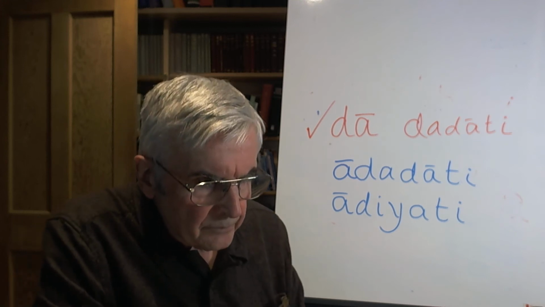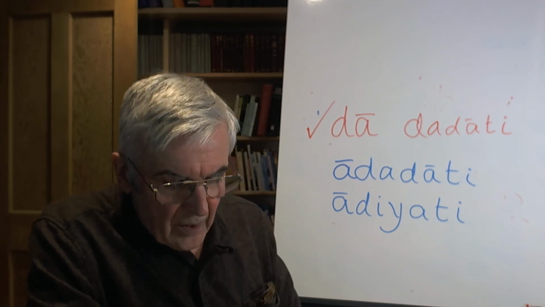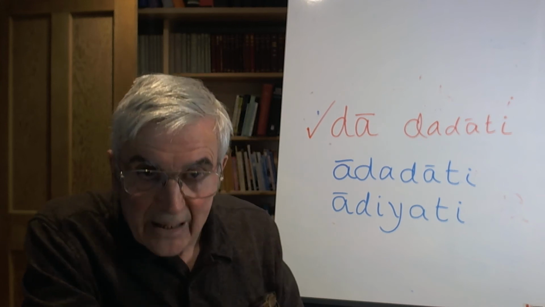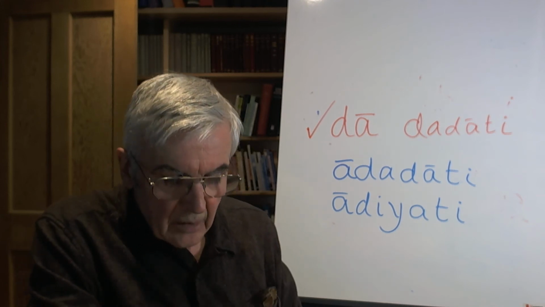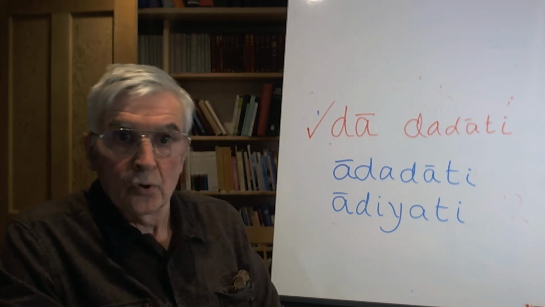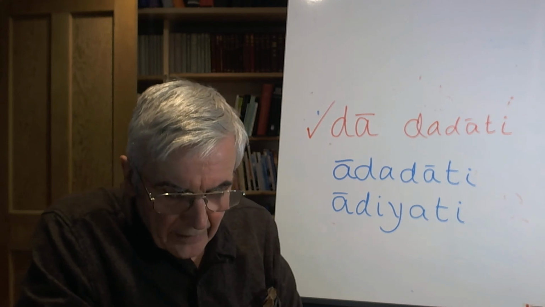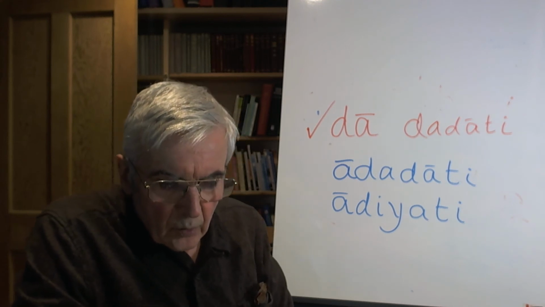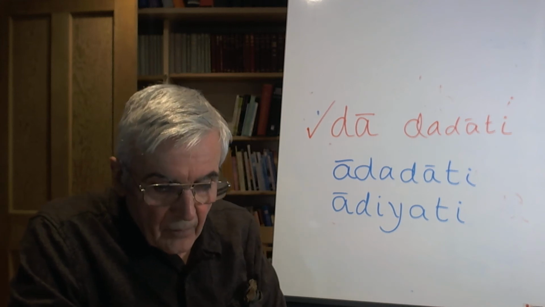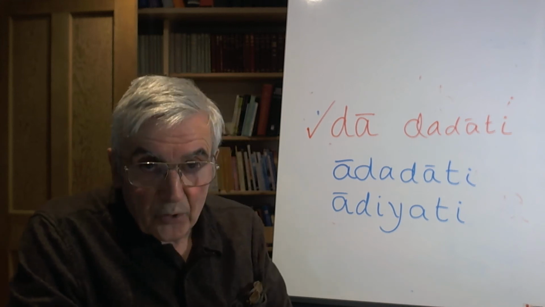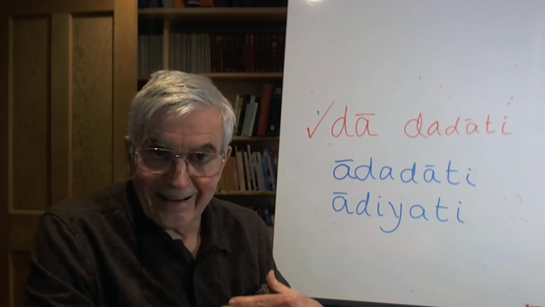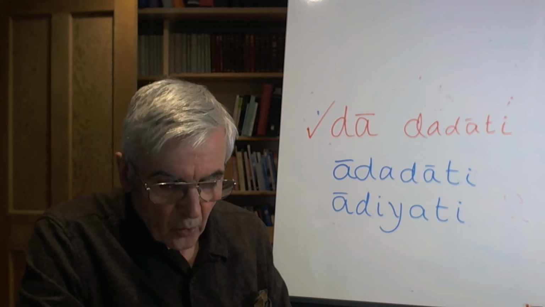Number 21. Asappuriso khaggena navikasadutam paharati. So the asappuriso, the ungood man, the wicked man. Paharati strikes. Navikasadutam, the sailor's messenger. Khaggena, instrumental, with a sword.